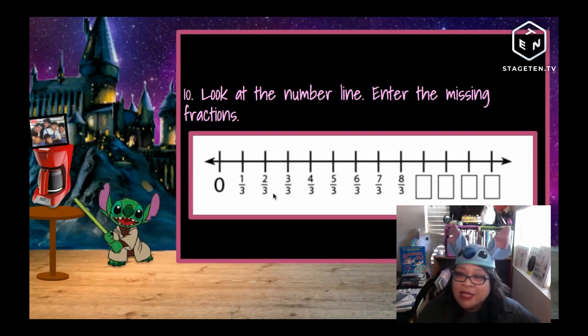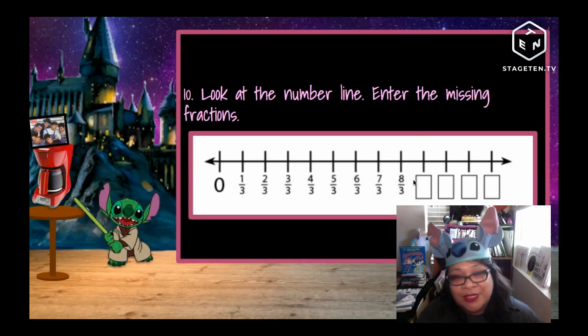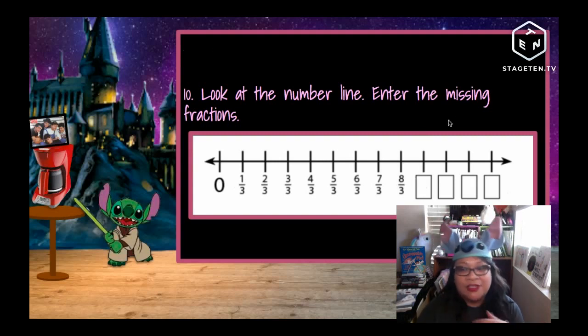Number 10, look at the number line, and you're going to enter the missing fractions. I have not done that for you, but you can see the pattern developing here. This is a number line of thirds, and you can see the pattern going up. So the next one will be 200 thirds. I'm just kidding. It is not 200. Obviously, the next one is going to be 9 thirds and then 10 thirds. So you'll fill that out on your chapter review.